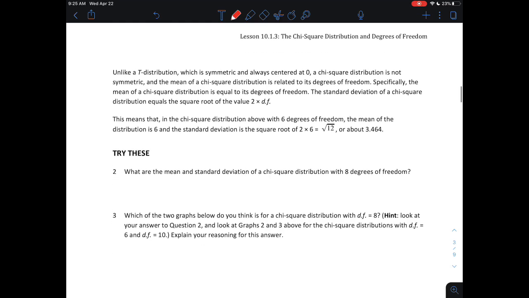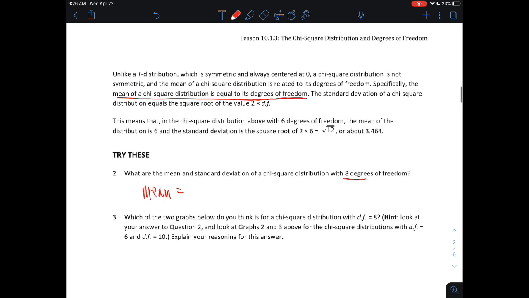So, number 2. What are the mean and standard deviation of a chi-square distribution with 8 degrees of freedom? So, in the paragraph at the top of this page, the mean of a chi-square distribution is equal to its degrees of freedom. So we would say that the mean for number 2 is equal to the degrees of freedom, which they told us was 8.